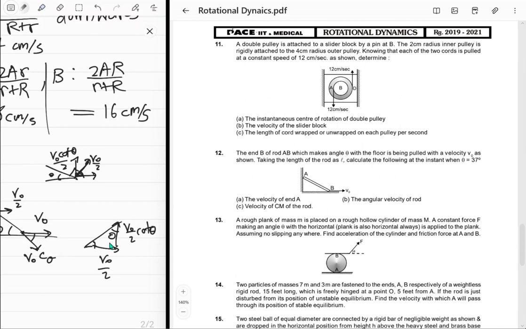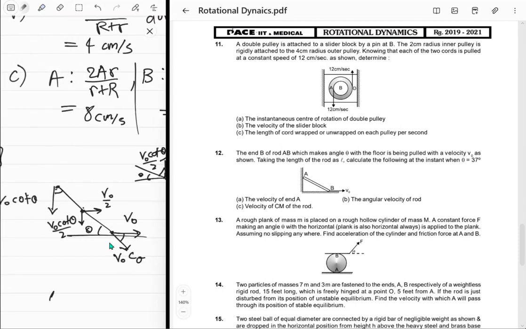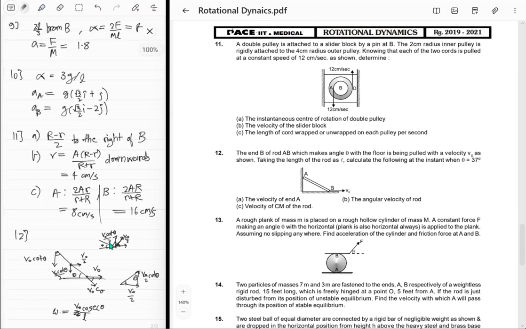And the magnitude of this velocity, what will that be? Square root of cot squared plus 1. Of course, cosec theta. So V naught upon 2 cosec theta, that's the thing. The angular velocity will just be V naught upon 2 cosec theta, divided by L upon 2, of course. So that's going to be this thing upon L. Does that make sense? Right. You can figure out everything now.